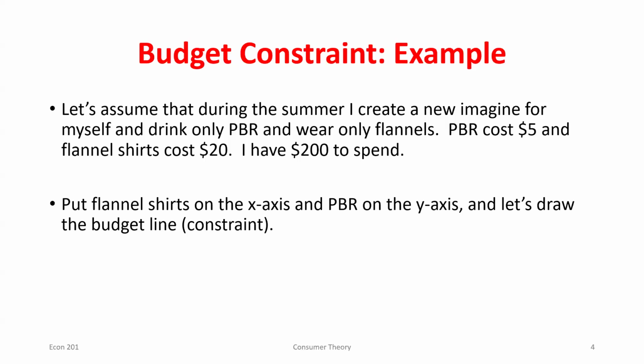Now, we can kind of think about this, right? If I want to buy a flannel shirt and it's $20, how many cans of PBR do I have to give up? 4, right? Each one is 5. I'd have to give up 4. So really, what is this slope? It's going to be the price of my X good over the price of my Y good. Or in our example, the price of a flannel shirt over the price of a can of PBR, right? $20 over 5 gave me that same slope of negative 4.